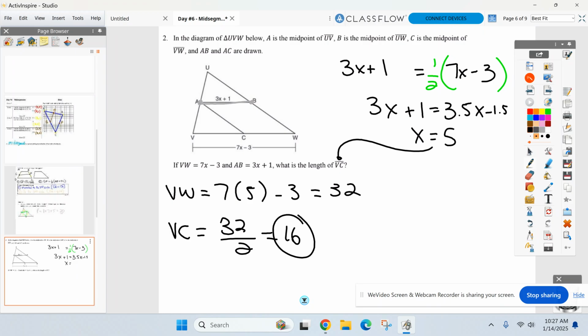Yes, Kira? Couldn't you also say that it equals AB because AB is half of it? Correct. These are all congruent to each other. Yep, so you could have plugged it into 3x plus 1. Anything else? All right.